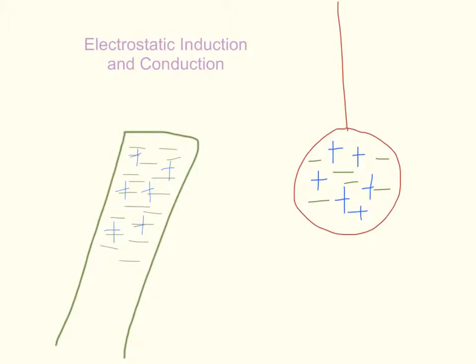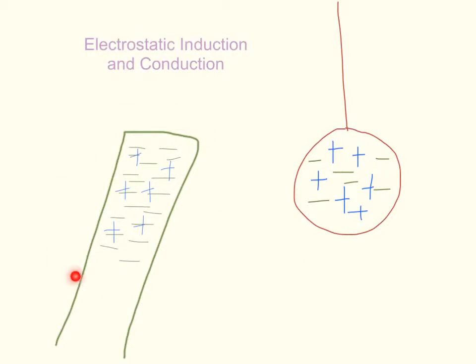In this lesson, we'll take a look at how electrostatic induction and conduction work, as well as some of the rules for repulsion and attraction among charged and neutral objects. In the setup here, you have one neutral object that has an equal number of plus and minus charges represented there with the plus and minus symbols.